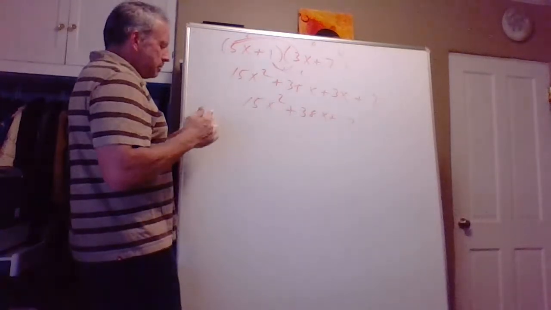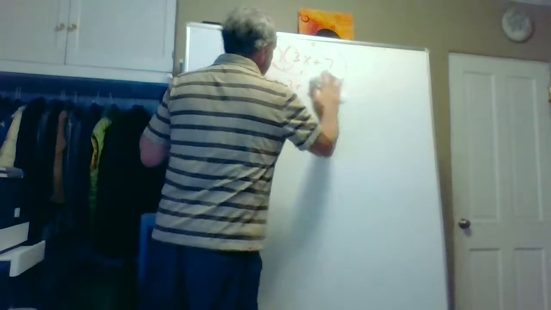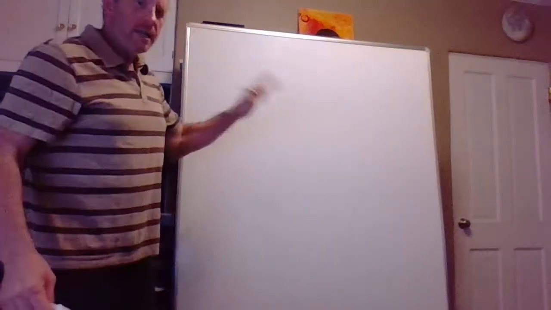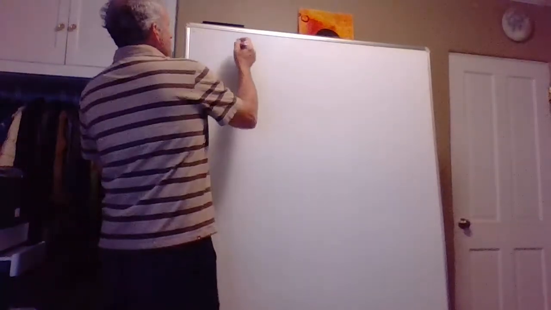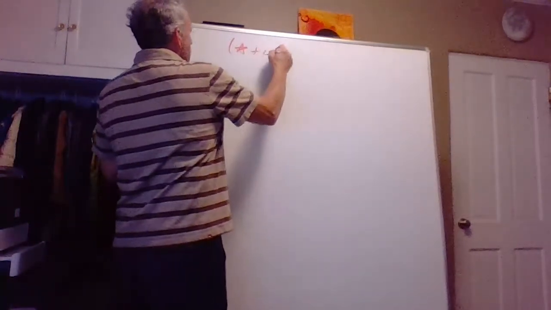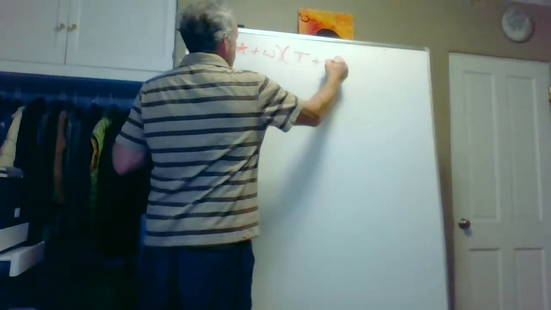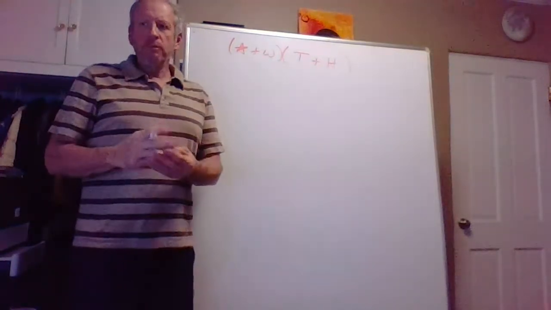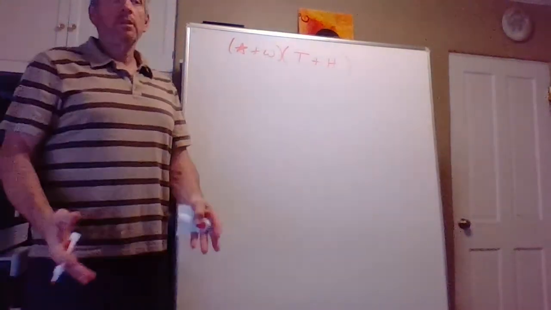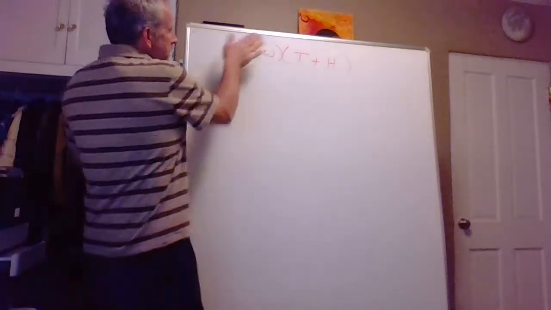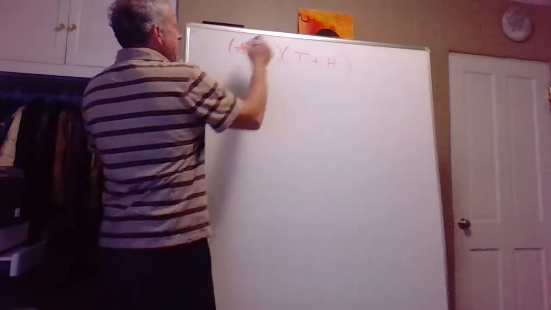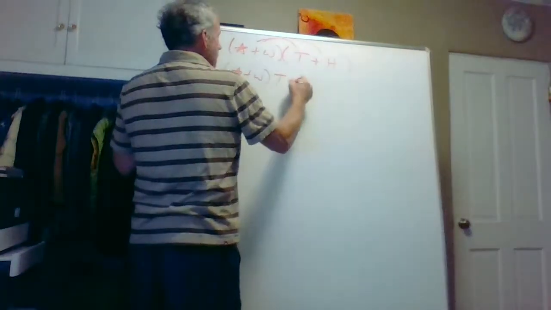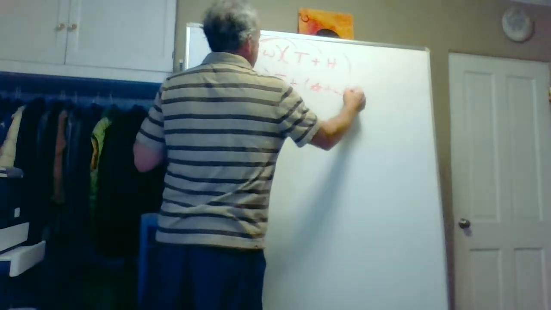I should probably at least once show why on earth this is the way it is. Let me show you. Suppose you had star plus W times T plus H. Now, the distributive rule is a rule. You can do the distributive rule because we declare it. It's an axiom. It's a rule of the game. So if I look at this as one object, and that as one object, take this times this and this times this, you'd have star plus W times T plus star plus W times H.